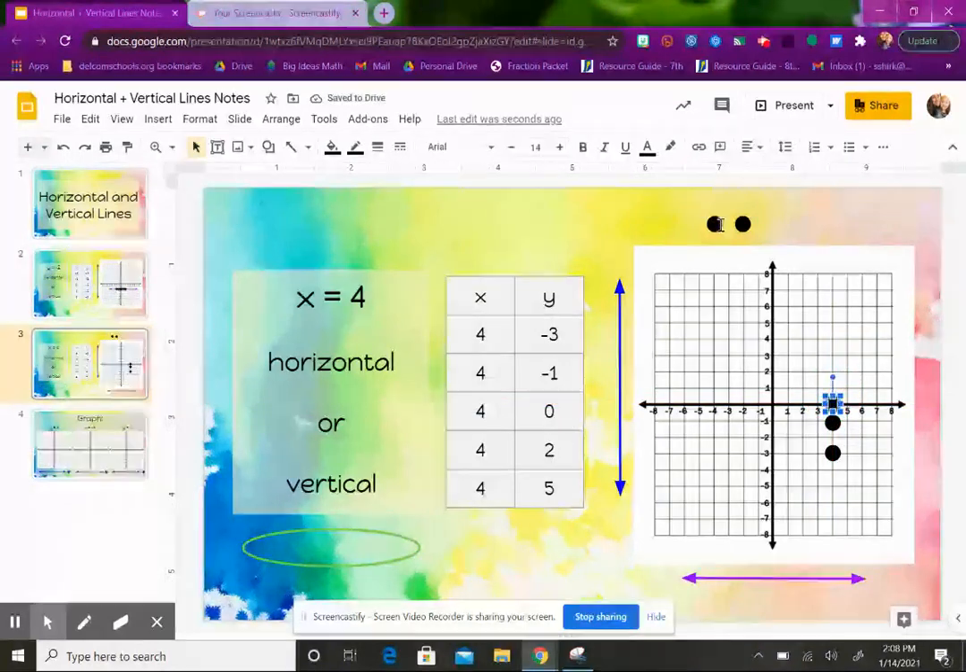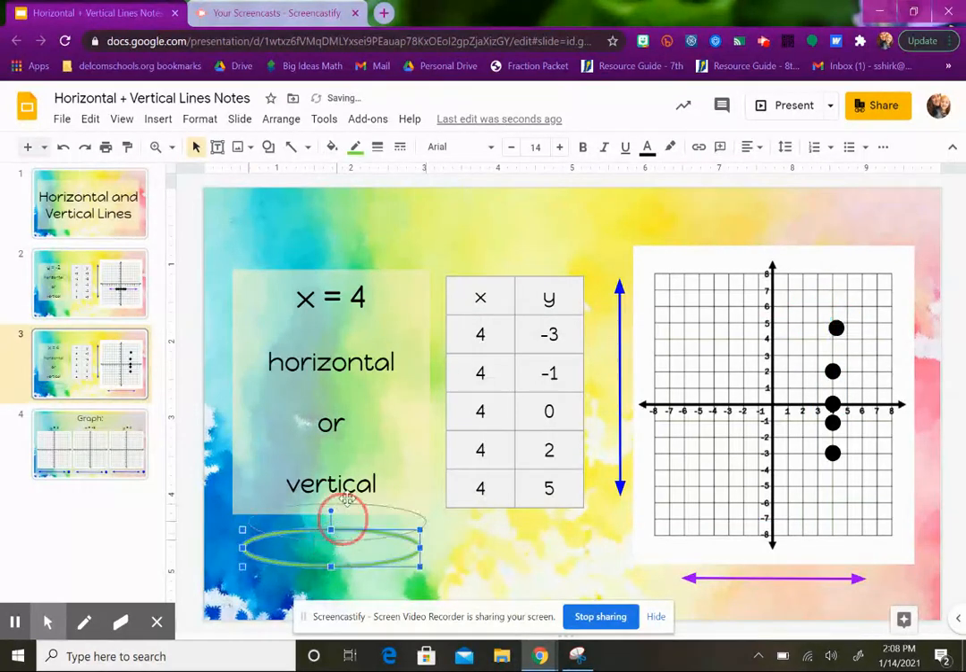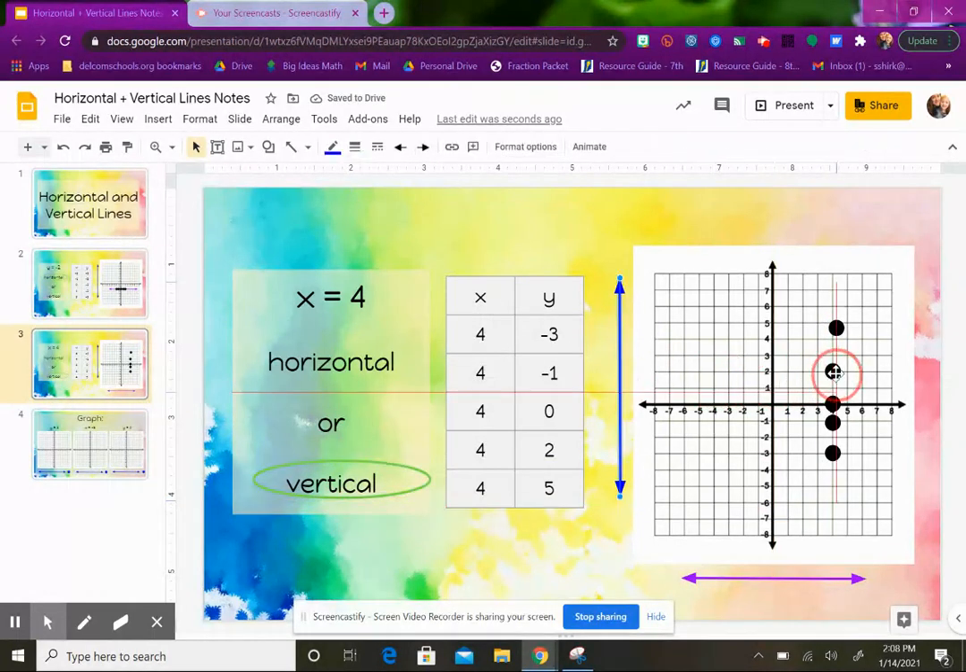Over 4, up 2. And notice how this one is slightly different from our other slide. Our x values are not changing, therefore that creates a vertical line. So I have a vertical line. I'm going to go ahead and drag that over here so I notice that it's vertical, and it's at 4. So I'm going to take my blue line and I'm going to put it over x equals 4. There you go.